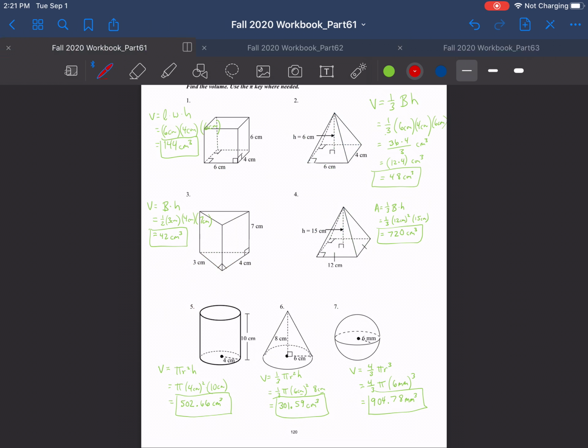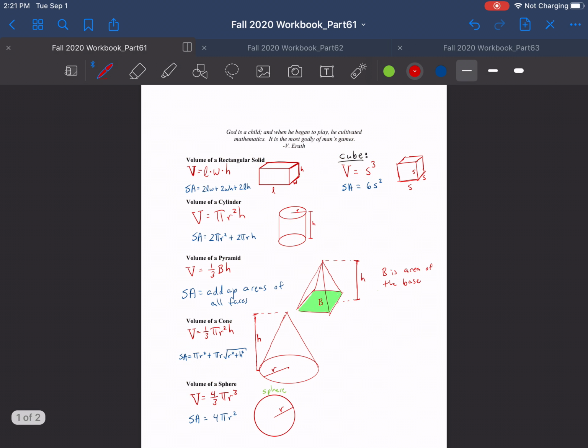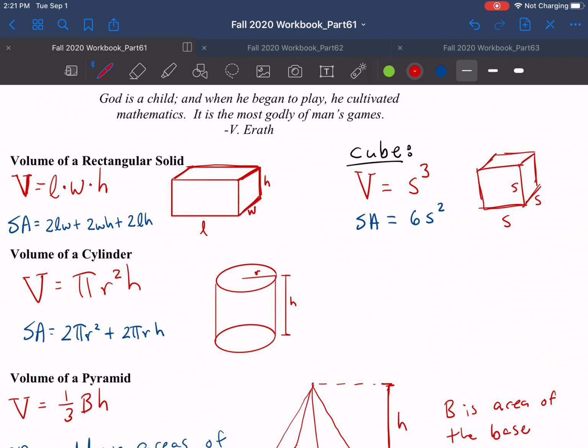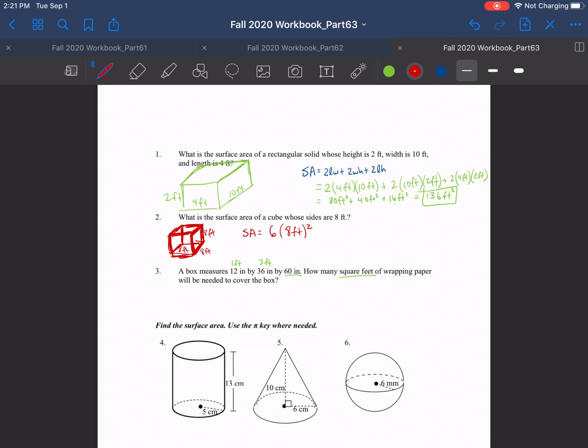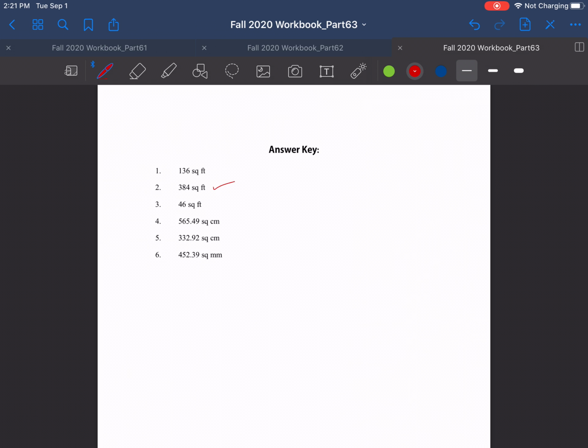So if we look back at our equation for this, which was on this page, it's 6 times the length of a side squared, and that's it right there. So we can go ahead and do that. 8 times 8 is 64, and 64 times 6 is 384. And then this is going to be feet squared, since we have feet times feet. And there we go. That should be our answer. If we check it, 384 square feet. So that's good.